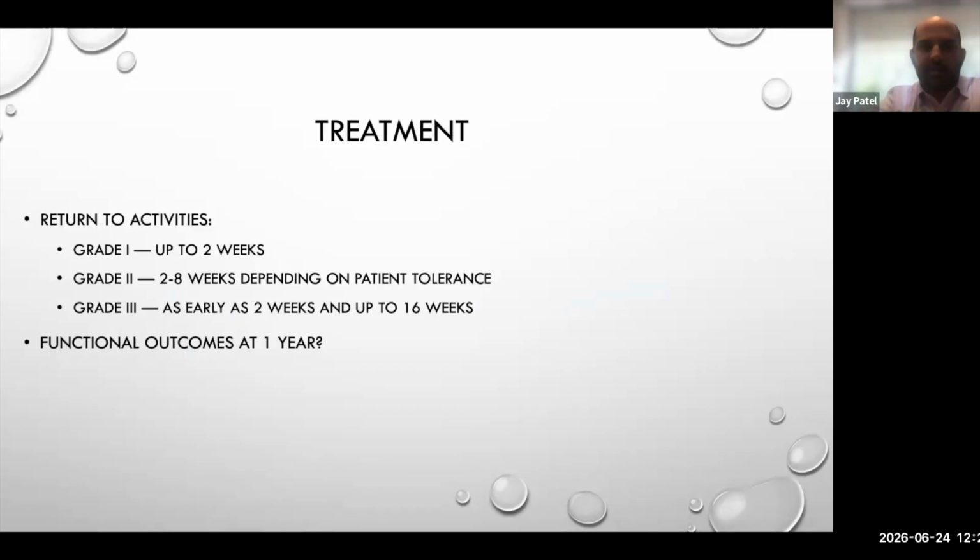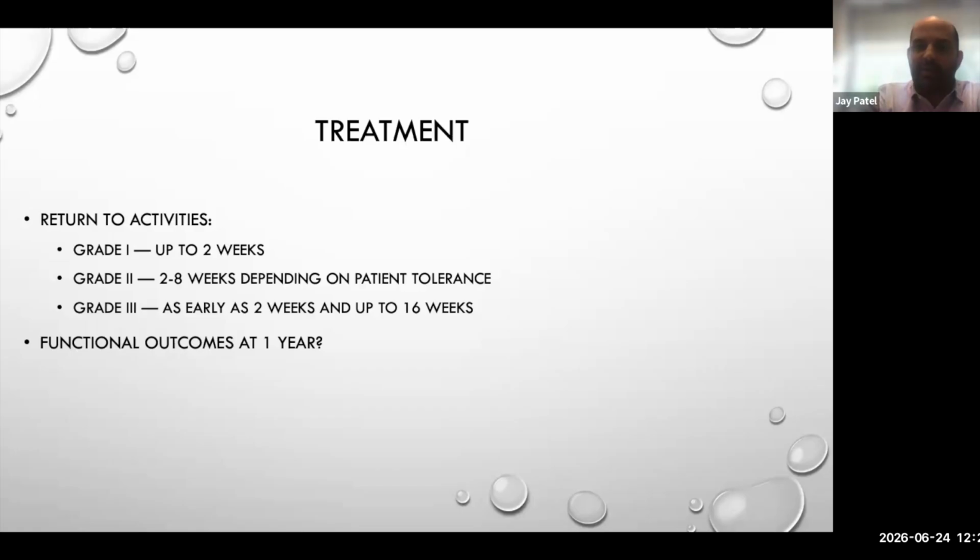Grade 3 can be as early as 2 weeks, but can be as long as 4 months. Functional outcomes: if you look at functional outcomes at the 1 year mark, whether it was immobilization or physical therapy, their outcomes were actually pretty similar. So why are we emphasizing that they need to have early management? It's because they have had much better outcomes early on. These patients are able to return to work or sports sooner if they're managed earlier.